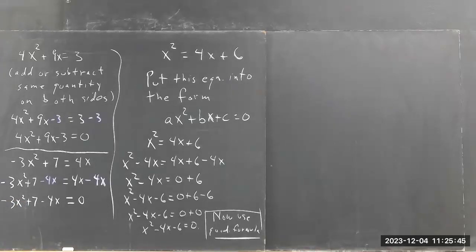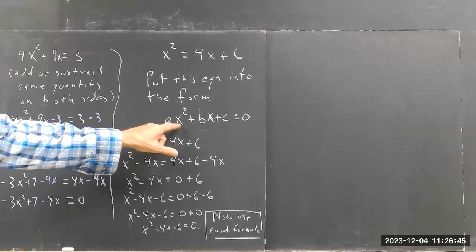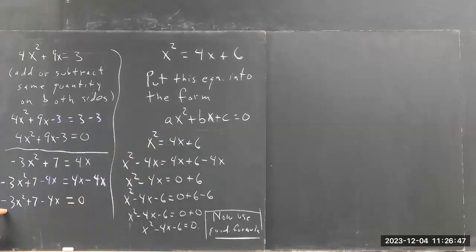Now, what's b equal to? So we identify a, b, and c. A is whatever's in front of x squared, and that's negative 3.